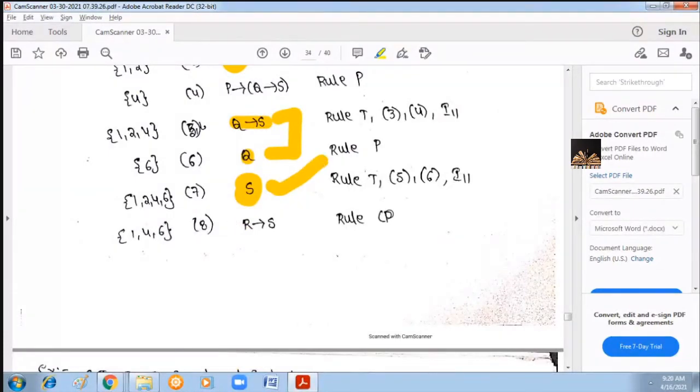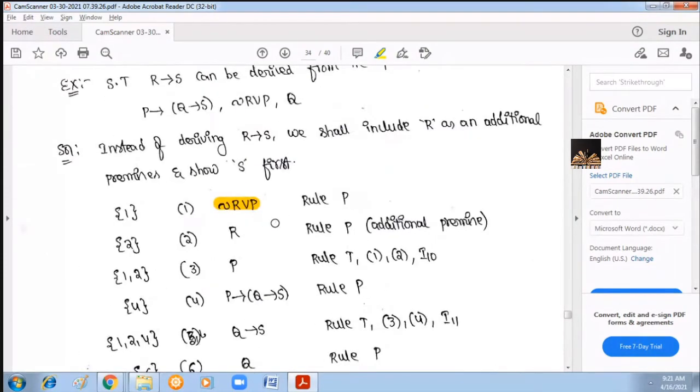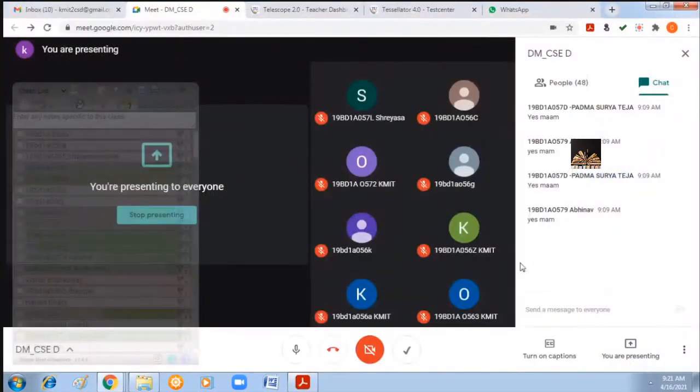Therefore, using rule CP, you can say that R implies S is also derived from the same set of premises. So is it clear? Is it clear for you all? Did everyone of you understand this rule CP, ma?